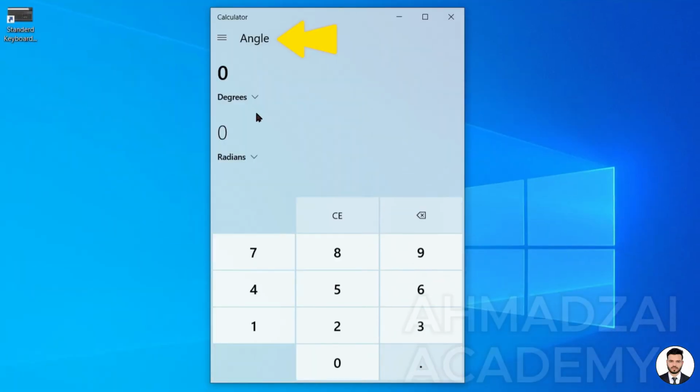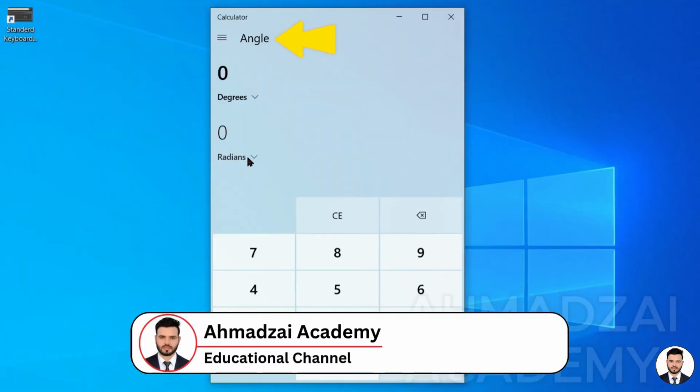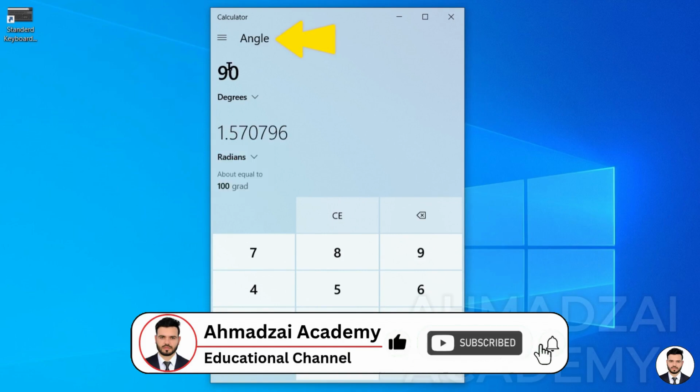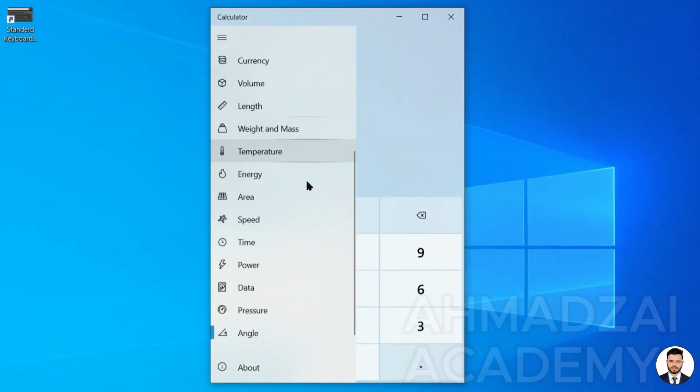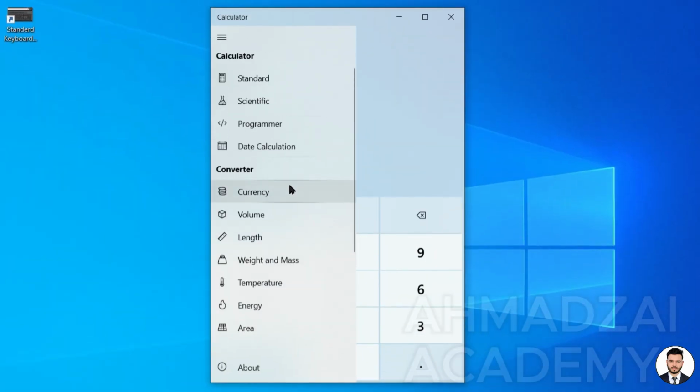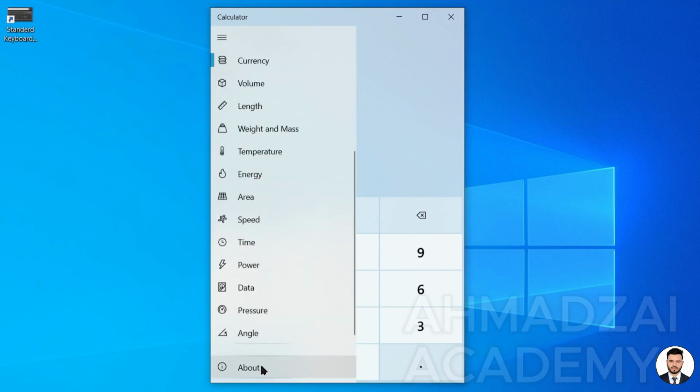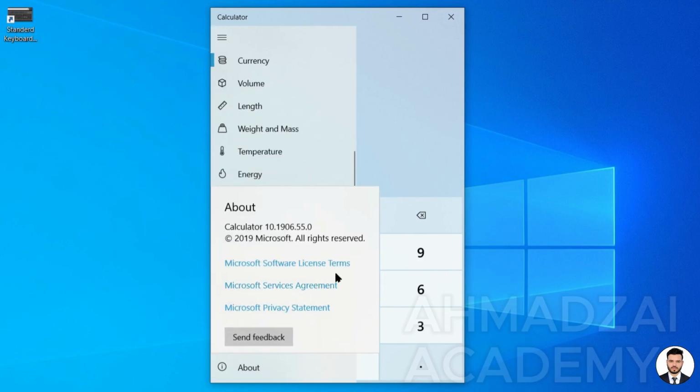If we want to convert angles, for example, how many radians or gradians is 90 degrees? 90 degrees, for instance, is about 1.3 radians. So we have various unit converters here that we can use in different places. And finally, there's the About section, which gives information about the program itself.